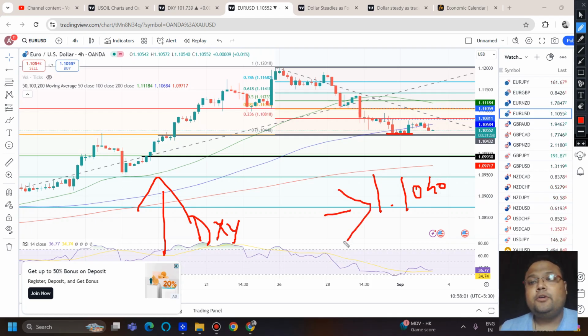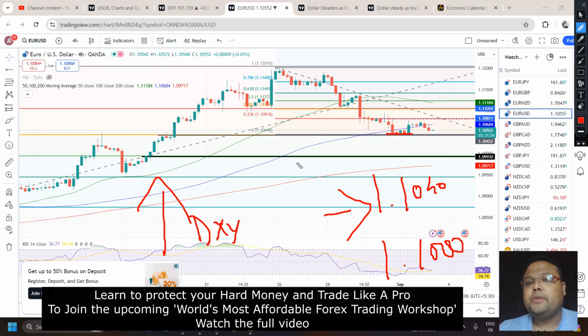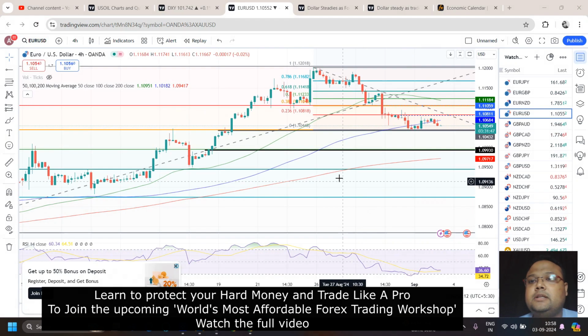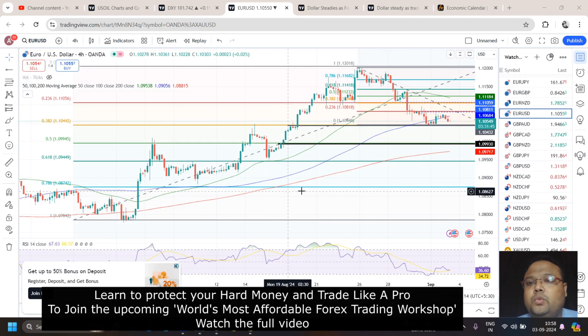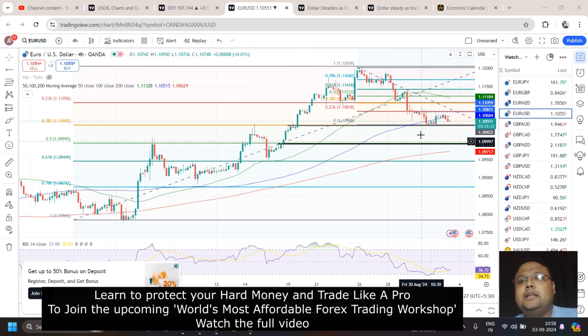Where is the next support on EURUSD? The next support on EURUSD is 1.1000, because of the Fibo 50% retracement level, and plus we have the 200 moving average coming up. Definitely we can expect some support around this area. Again, I'm repeating, after news, if DXY goes up and EURUSD drops, we can look for a sell below this area.